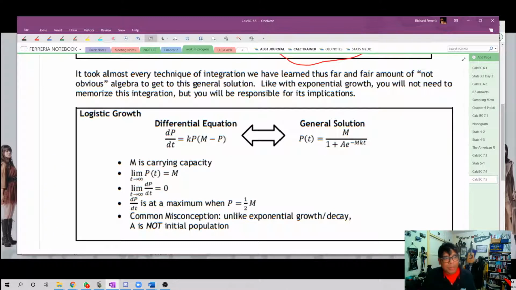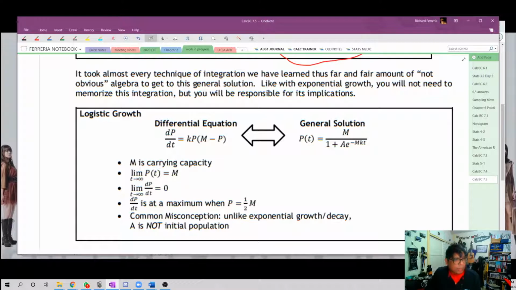Which brings us to the box of knowledge. Now, just like in exponential growth, we don't ever want to integrate this over and over again. It doesn't get any easier. And it's a well-known equation. So if you just memorize the differential equation and the general solution, which is what most people are going to do, then you don't have to do any of the integration here.